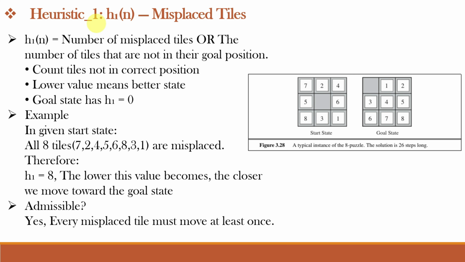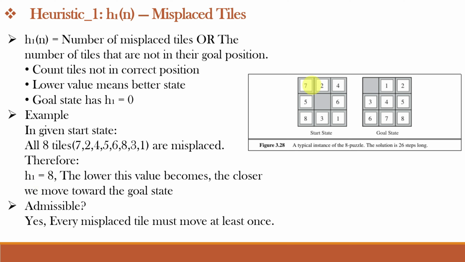The first heuristic function is called the misplaced tiles heuristic, or h1(n). In this method, we simply count how many tiles are not in the correct goal position. As we can see in this start state, all the 8 tiles are in the wrong position. 7 should be here, it is present here; 6 should be here, it is present here; 1 should be here, it is present here. So all the tiles are misplaced, or all the 8 tiles are in the wrong position. So h1 is equal to 8.